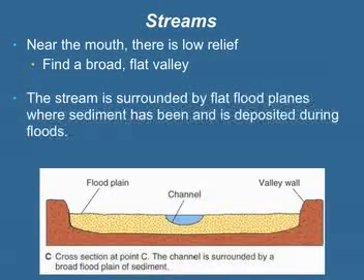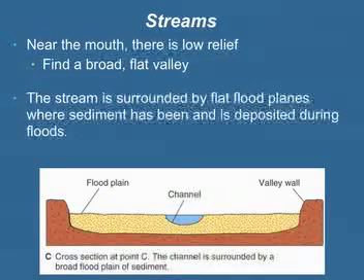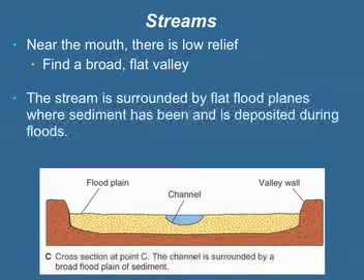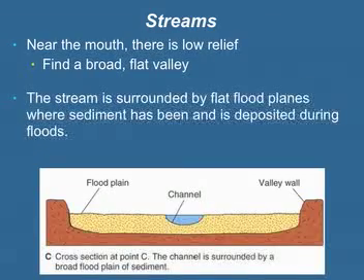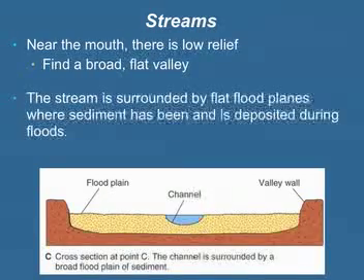But when the stream does flood, it exits the channel and spreads out, and it actually creates that area called the floodplain. The floodplain is made up of sediments dropped by the stream, because as soon as the stream spreads out, it's going to slow down. And when it slows down, it's going to drop out its sediments.